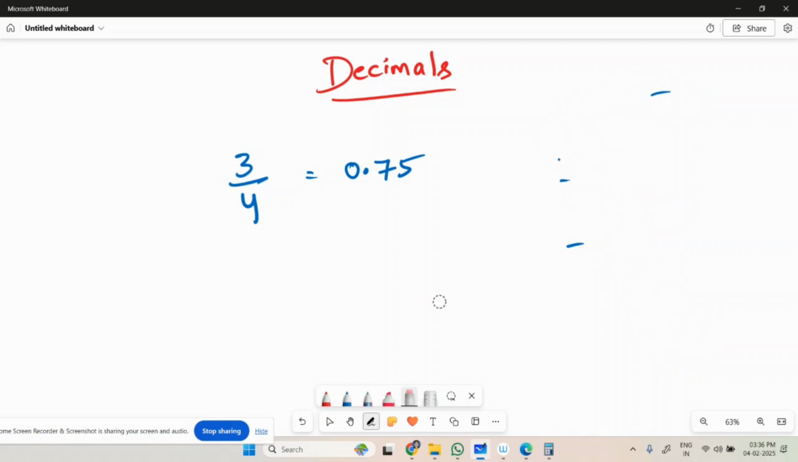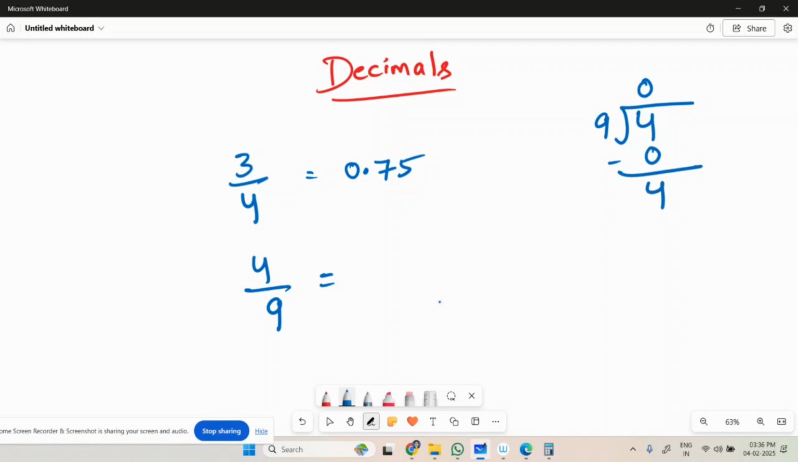Let's see one more example. 4 upon 9 is there. Now this is a fraction. Now the numerator 4 will be your dividend, and the denominator 9 will be your divisor. 9 times 0 is 0. 4. Now put a point and then 0. In the 9 times table we do not have 40, but the closest number is 36. 9 times 4 is 36.